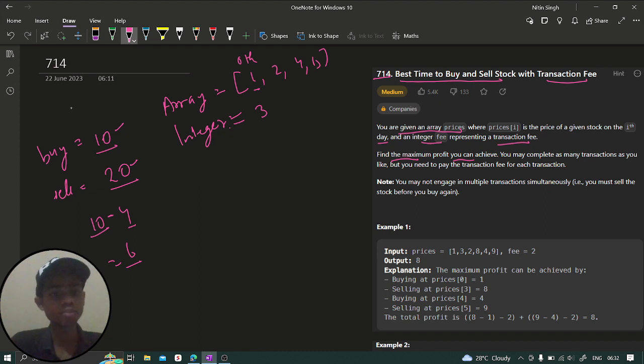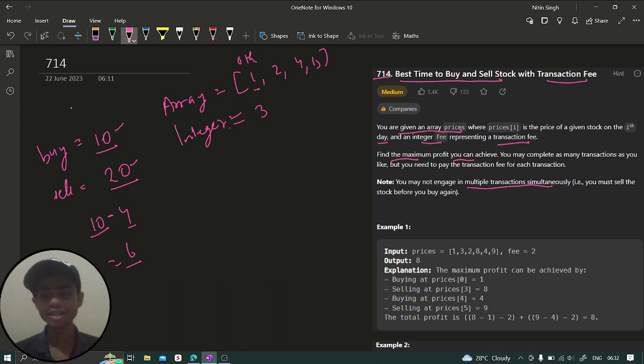But it's not like that we can only buy one time. We can buy multiple times, but only when we have sold the previous one. Here they have mentioned you may not engage in multiple transactions simultaneously. That means you must sell the stock before you buy again. I hope that makes sense. You buy a stock, first of all, you need to sell that stock.